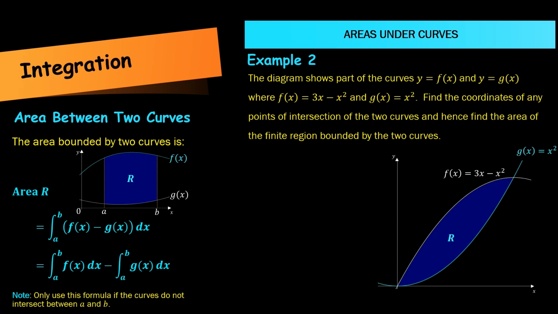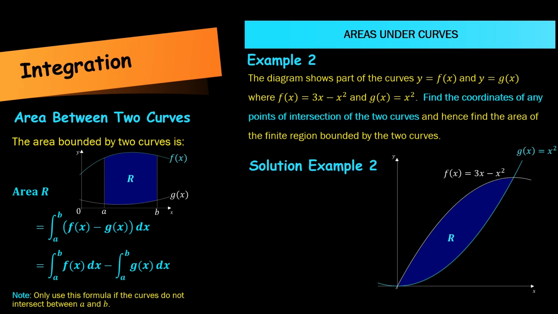In this example, the diagram shows part of the curves y equals f of x and g of x, where f of x equals 3x minus x squared and g of x equals x squared. We are required to find the coordinates of any points of intersection of the two curves and hence find the area of the finite region R bounded by the two curves. So let's have a look at this diagram. Here's f of x, the curve in black, and here's g of x, the curve in red.